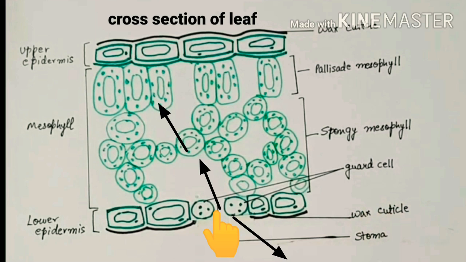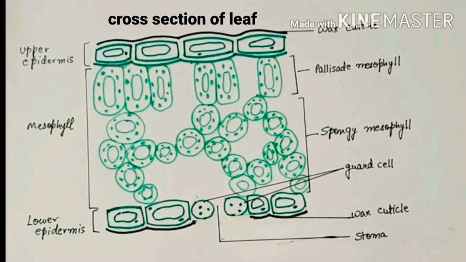So this pore is the stomata, and it is surrounded by guard cells. And as you can see, this arrow shows that air enters and exits through it. That is the whole portion of a leaf, and it is basically a cross section of a leaf. If you see this leaf under a microscope after staining, you will find this kind of structure. Understood?